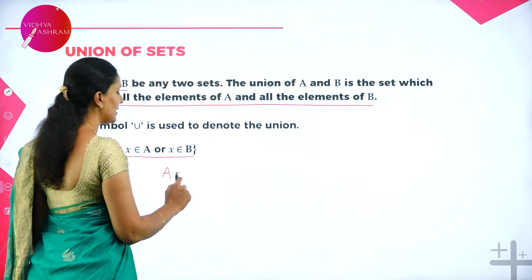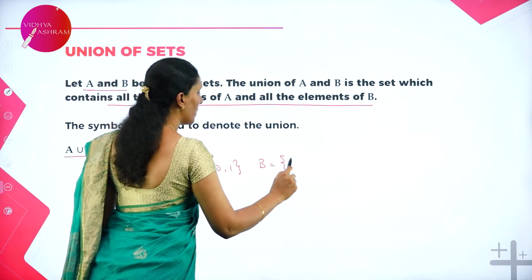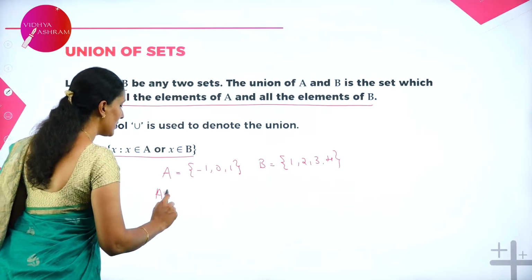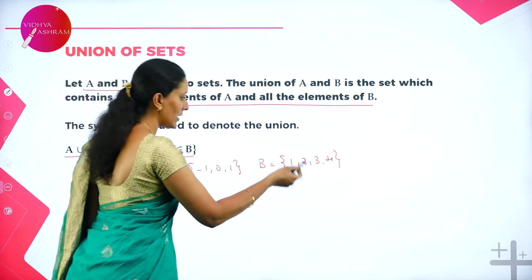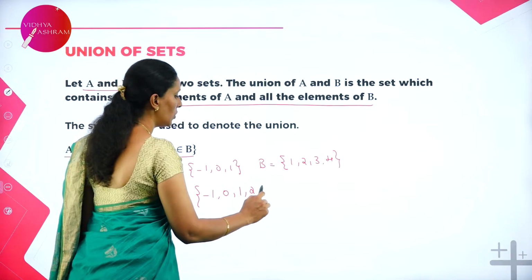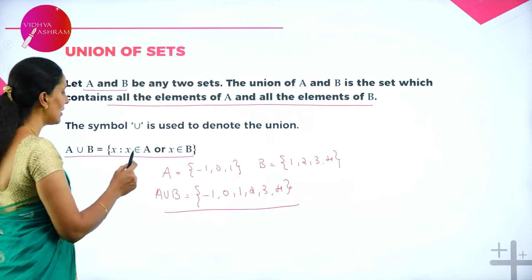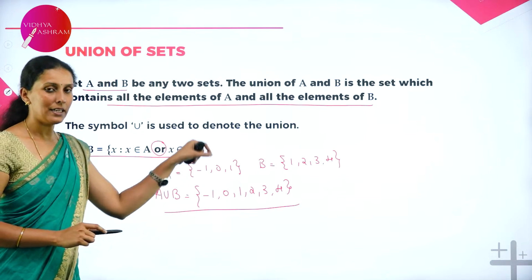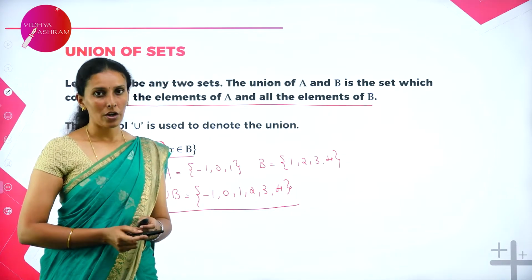Suppose I take set A = {-1, 0, 1} and set B = {1, 2, 3, 4}. Then A union B is nothing but writing all the elements in A or B. Whether it is in A or in B, pull it and write it in A union B, that is {-1, 0, 1, 2, 3, 4}. So, this is how we write A union B. That is, "or" means if the element is present in any one of the sets, take it and write it in the set A union B. So, this is the union of sets.